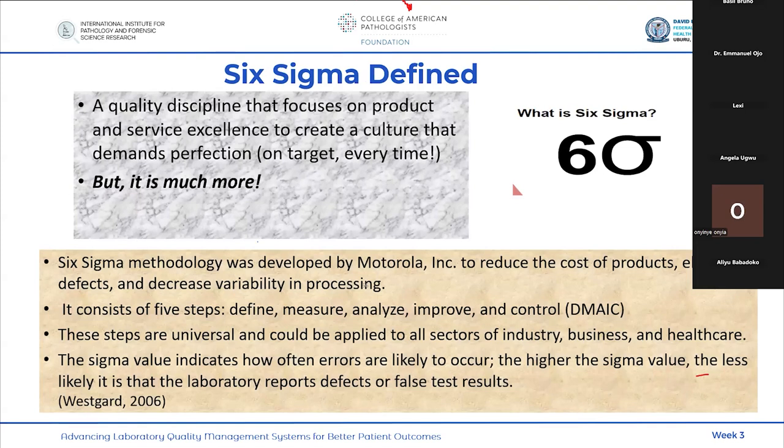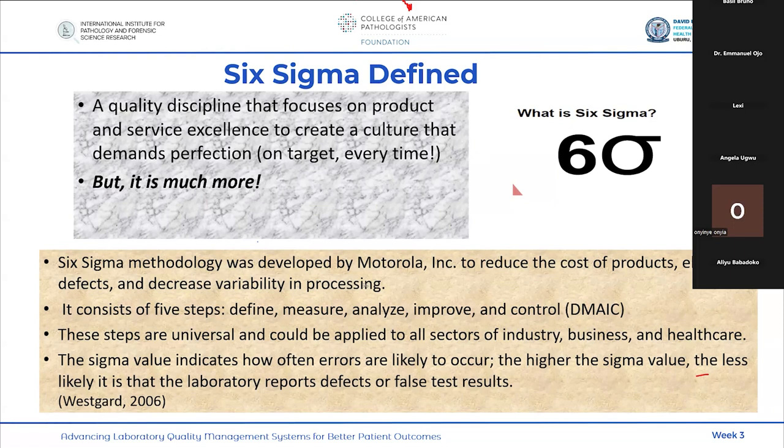So remember we said Westgard Sigma rules, and I said it's an improvement, meaning that they want to be looking at the rating based on the sigma number, based on the sigma level of that lab. You don't just use the Westgard rules and make them applicable to all levels of lab, but it has to be based on the particular level of lab. And remember, sigma is a measure of quality. Six Sigma is a quality discipline that focuses on product and service excellence to create a culture that demands perfection.